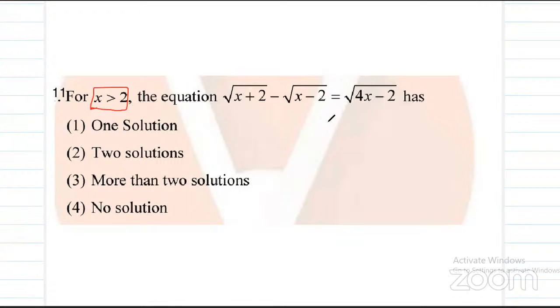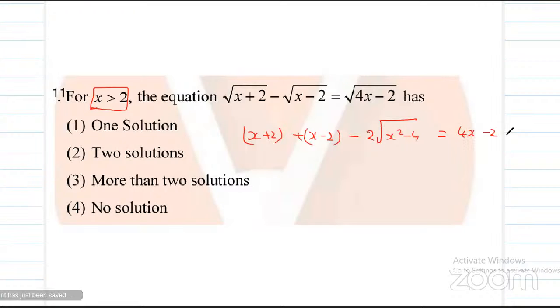So there you can square on both the sides. Just to simplify, we'll get x plus 2 plus x minus 2, minus 2 times the square root of x square minus 4, squaring on both the sides. And here 4x minus 2. Let's see what we get in this case.